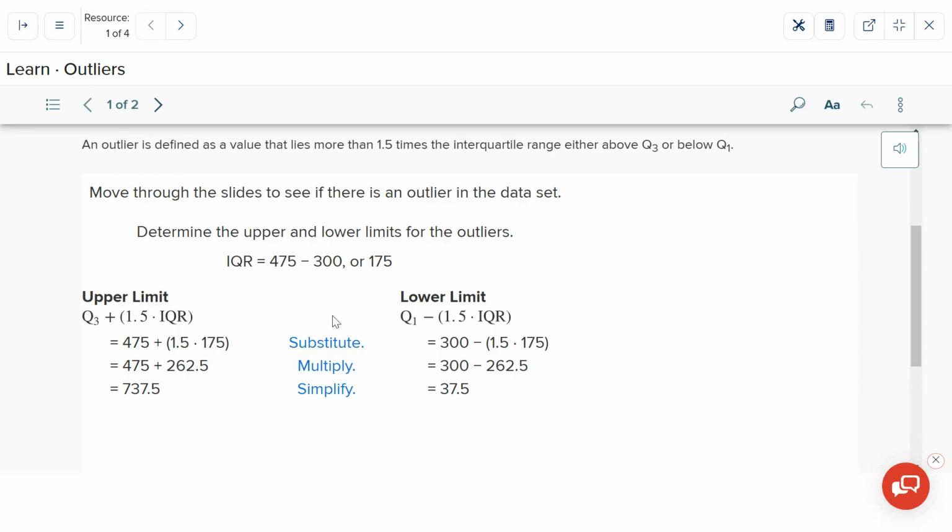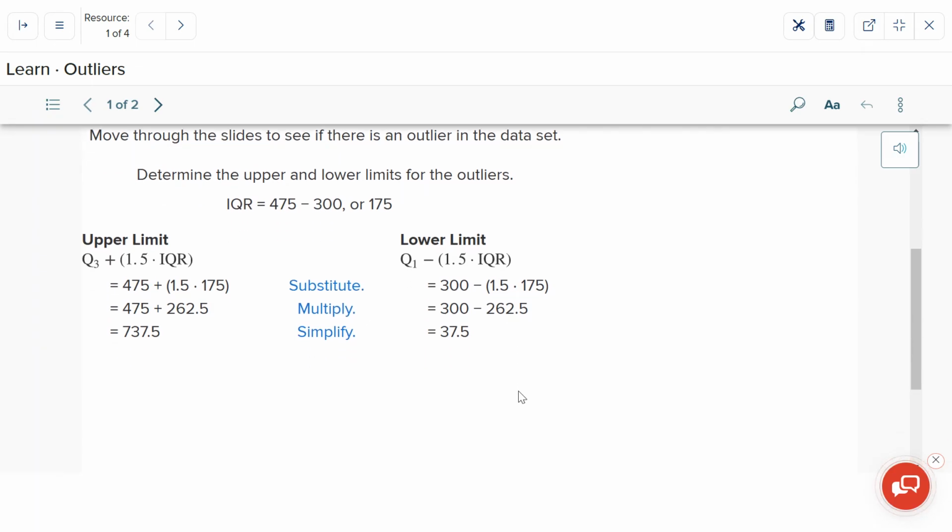And then on the bottom side, you do the same thing, only instead we're subtracting because we want to know if it's too low. So you still simplify the parentheses. We've got our IQR here. Our parentheses simplify down to the same thing, but this time we're subtracting from 300, which was our Q1, 262.5. So on the upper side, we've got 737.5, and on the lower side, we've got 37.5.